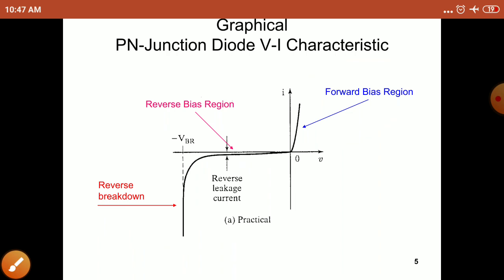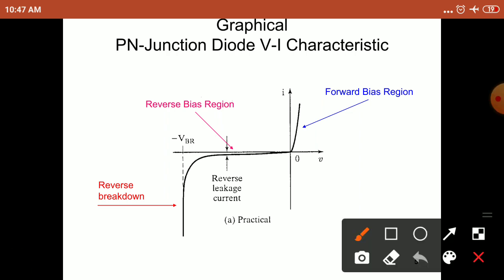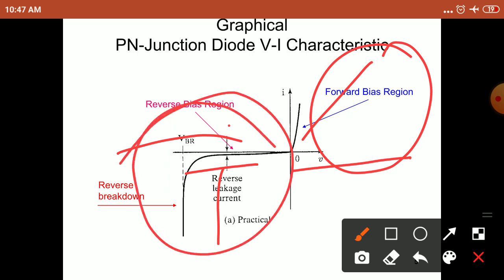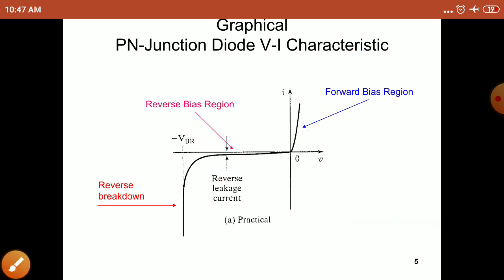So this is the VI characteristics of the power diode. Graphically we have represented the variation of the current with respect to voltage in the forward region, and the variation of the current with respect to voltage in the reverse biased region. So it is the VI characteristics of the power diode.